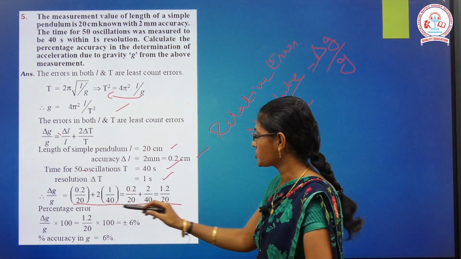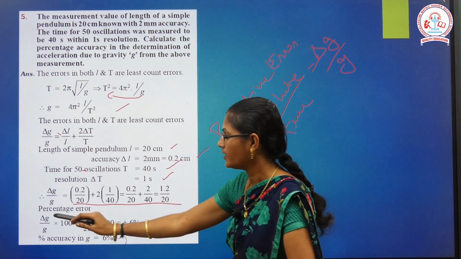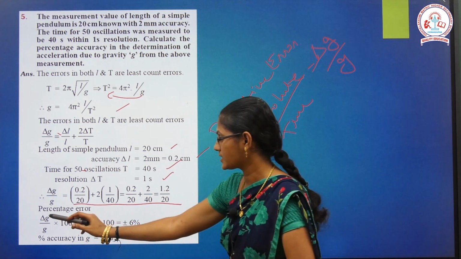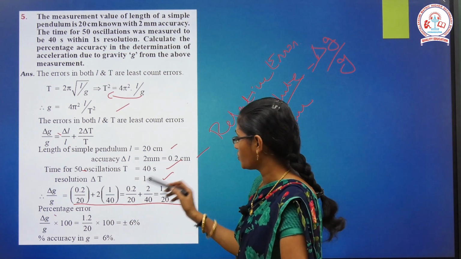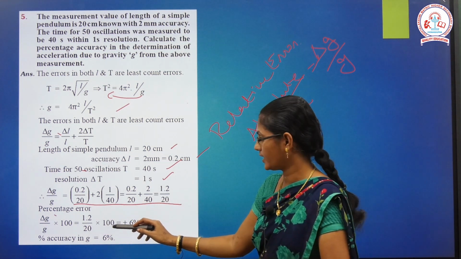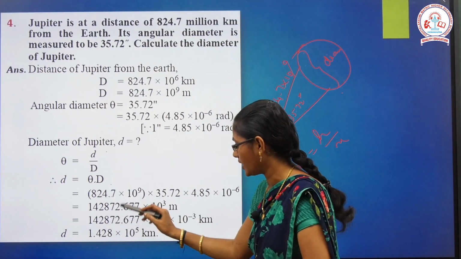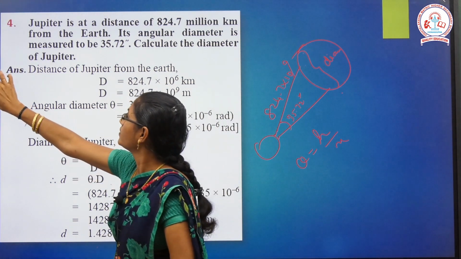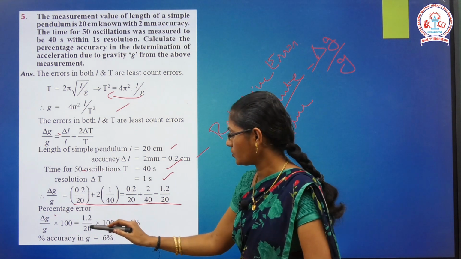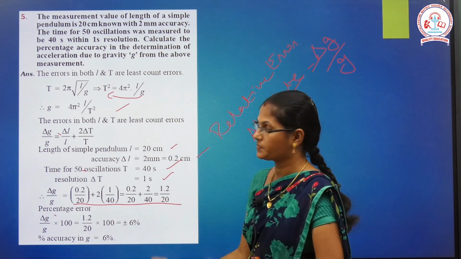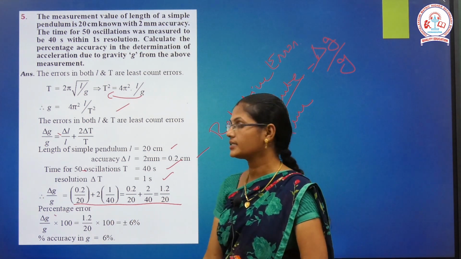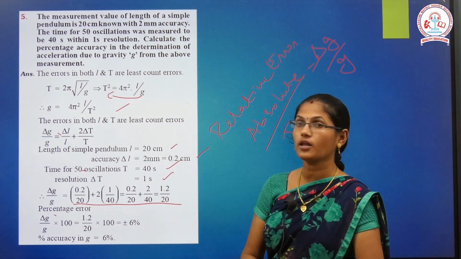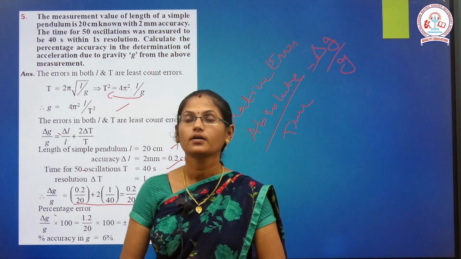You substitute these values and you get the percentage error for acceleration due to gravity, that is delta g by g into 100. So 1.2 by 20 into 100, and you simplify this value. Substituting, we get the answer as 6%. So this is the percentage accuracy in acceleration due to gravity. I hope all of you understand this numerical problem. Thank you so much.